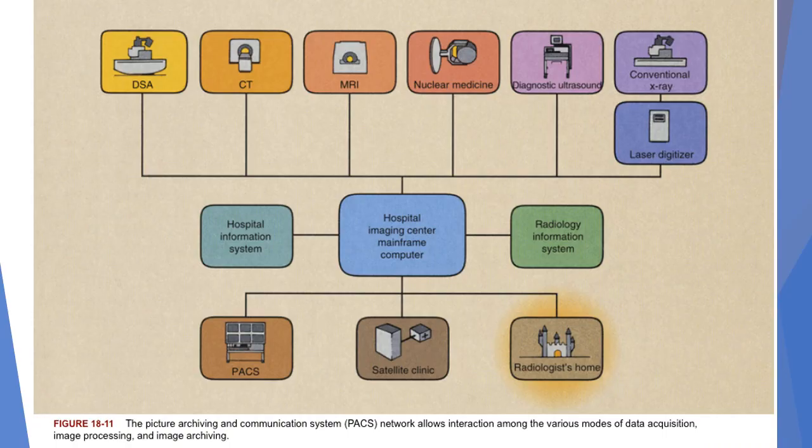So here's our picture of our different systems. This is the HIS, the hospital mainframe computer, and the RIS. And then there's the PACS system over here, which is important to us because it's going to store our images. Here's a satellite image, the radiologist's home, which is a castle, of course. And we've got all of our different modalities at the top.